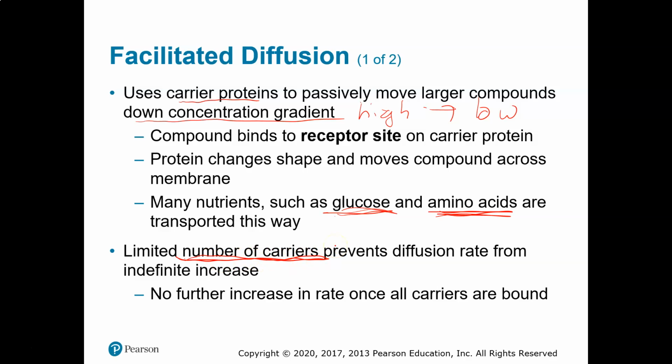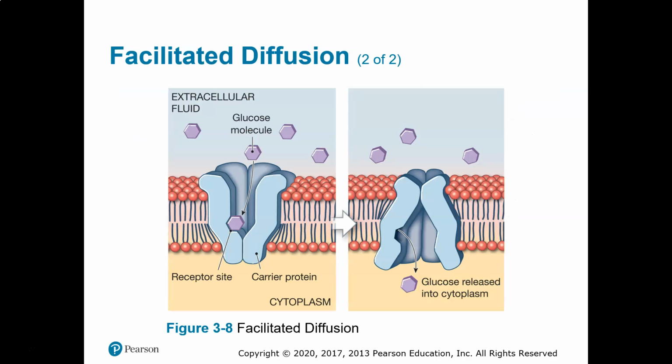So even if you still have a higher concentration of glucose outside the cell than inside the cell, if you've already used all of the glucose carriers, you can't bring in any more glucose. So the number of carriers does limit how much of that substance can come into the cell.